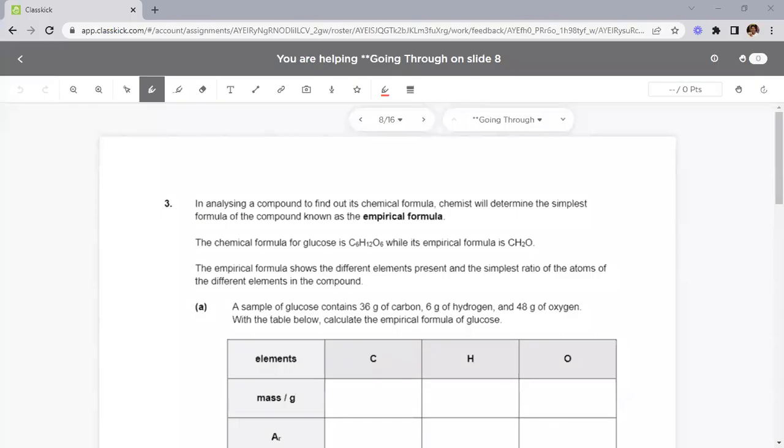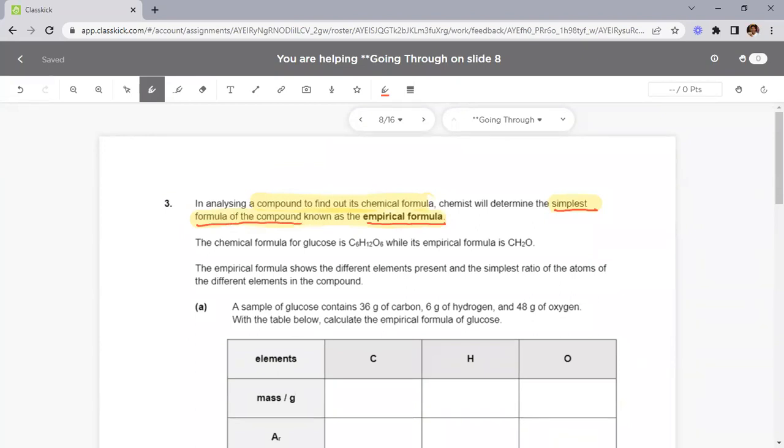Okay, so we're gonna do this thing called the empirical formula. So what exactly does it do? Let's read through. In analyzing a compound to find its chemical formula, we actually determine the simplest formula of the compound, and we term it as the empirical formula. So an empirical formula is actually the simplest formula of the compound.